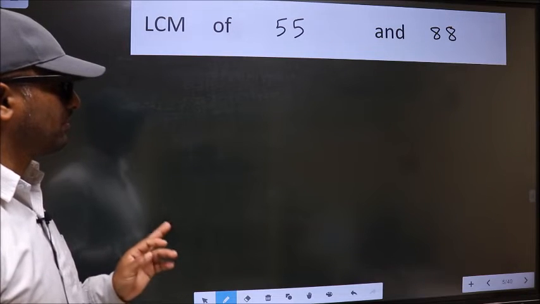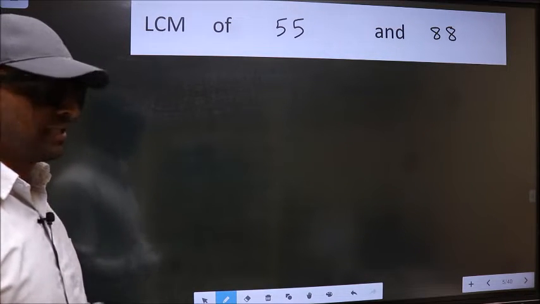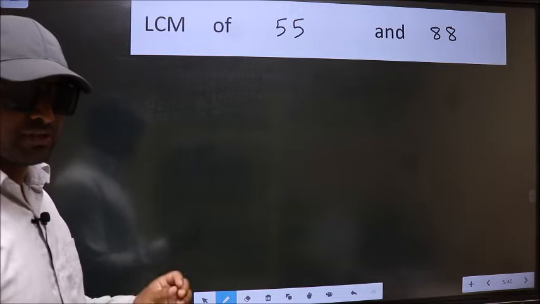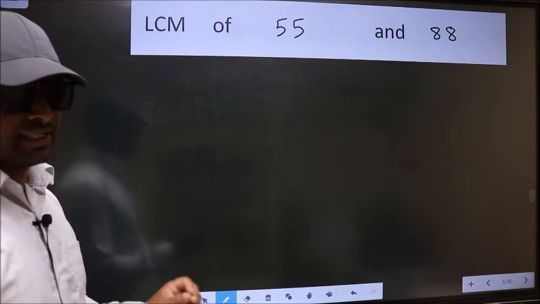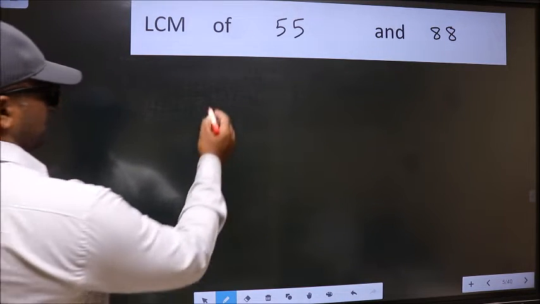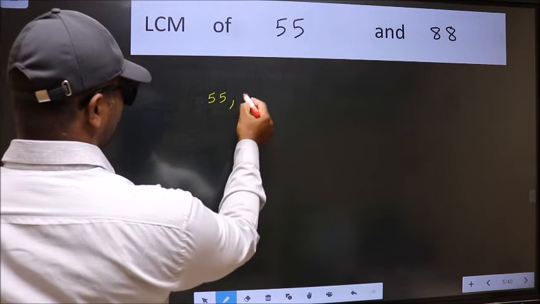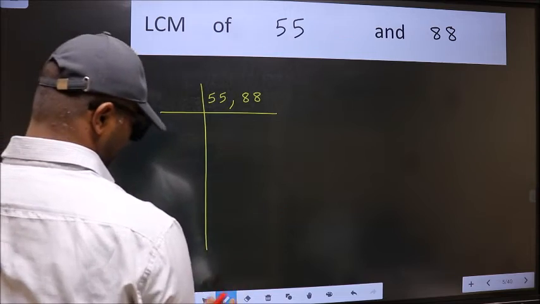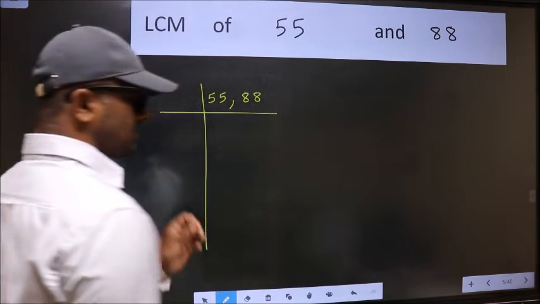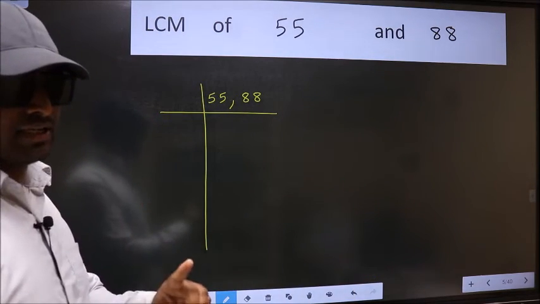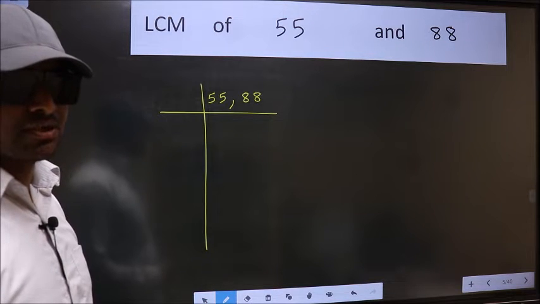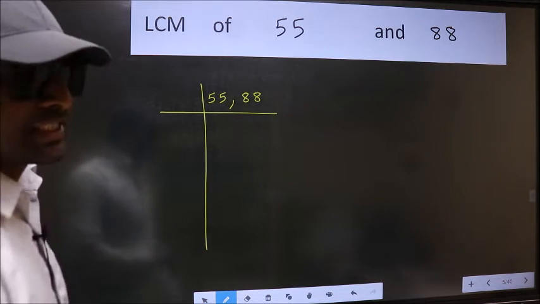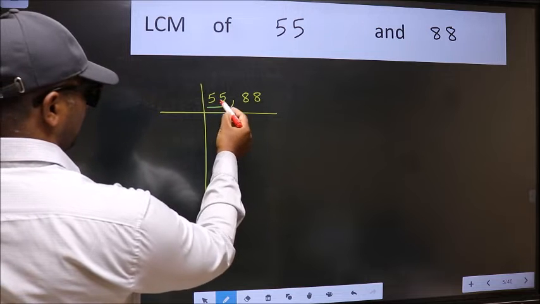LCM of 55 and 88. To find the LCM, we should frame it in this way: 55 comma 88. This is your step 1. Now you should focus on the first number, which is 55 here.